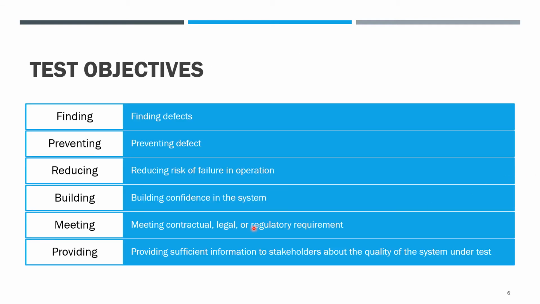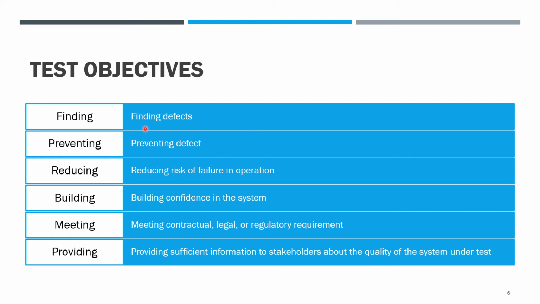Why do you do testing? What is the objective of testing? This is the common reason why you do testing: to find defects. That is the main objective. You have a tester to find defects. Let's say you have a tester that could not find defects. Maybe something is wrong with the tester. Maybe they are not competent enough, or maybe the tester does not understand the system.